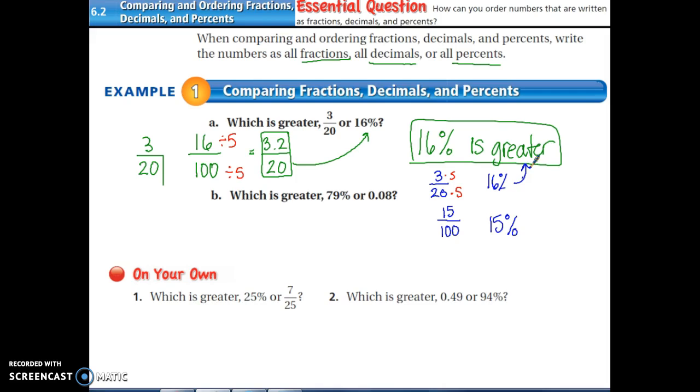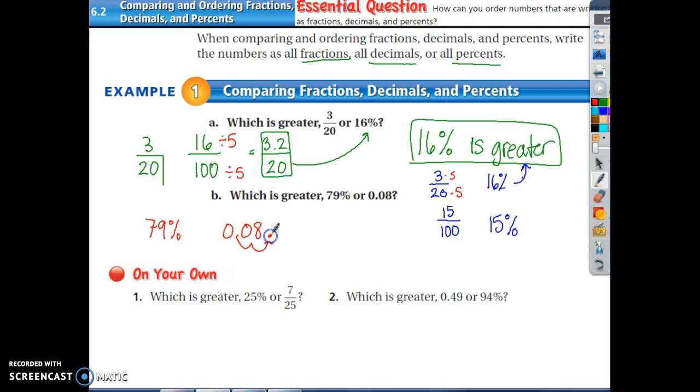In example B, we can either turn both of them into percents or both of them into decimals. I'll go ahead and turn both numbers into percents. My first number is 79%. My second number is 0.08. To turn that second number into a percent, I'm going to pick up my decimal and move it to the right 2 times. Moving right, I have 1, 2, which gives me 8%.